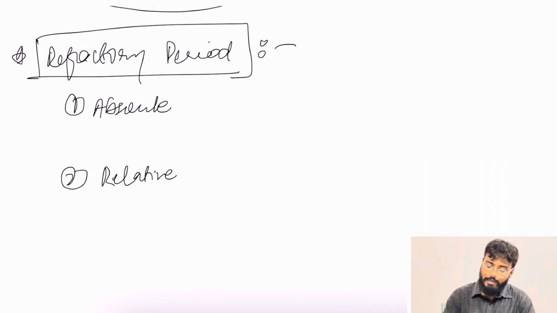So what is absolute refractory period? During absolute refractory period, no matter how much stimulus you give to the cardiomyocyte, it is not going to get stimulated. But in relative refractory period, if you give sufficient stimulus, the cardiomyocyte can be activated. So how long does this refractory period last?